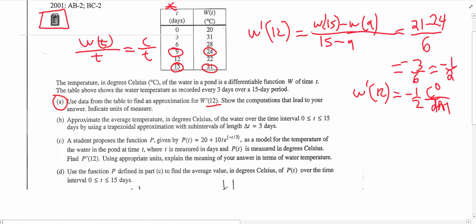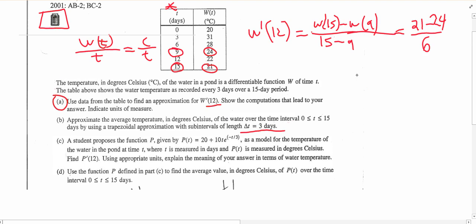Let's take a look at part B. It says approximate the average temperature in degrees Celsius of the water over the interval of 0 to 15 by using a trapezoid approximation, and our delta T is every 3 days, which is what our table is set up for.